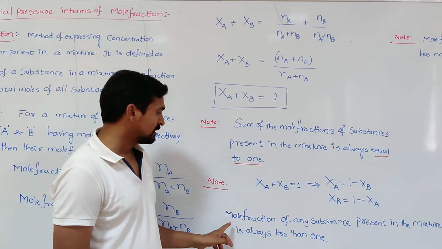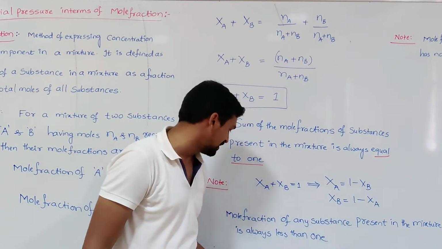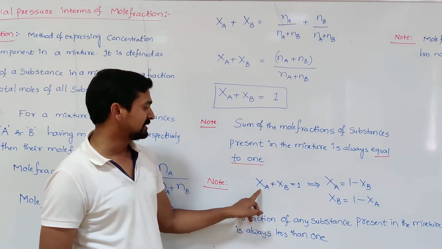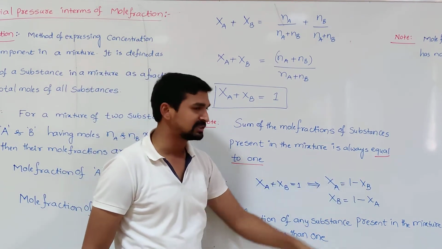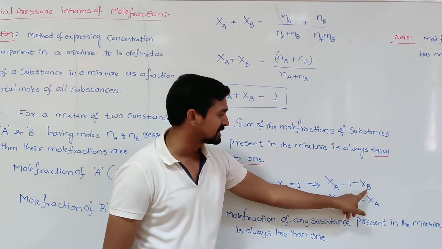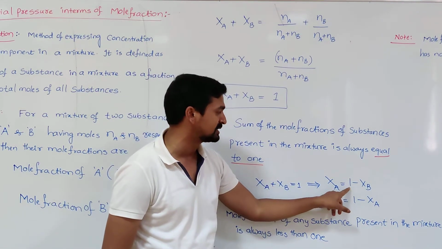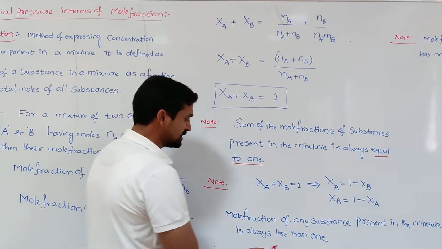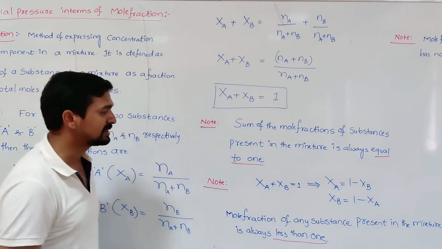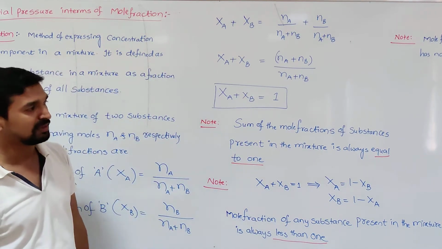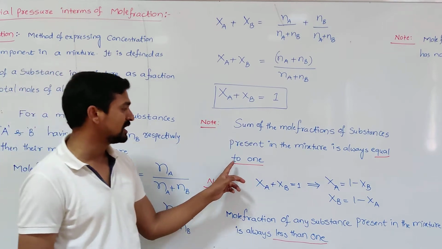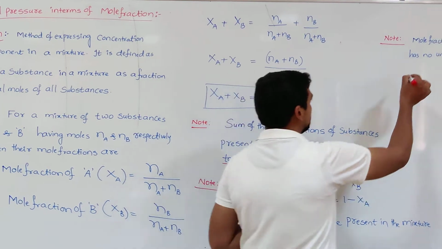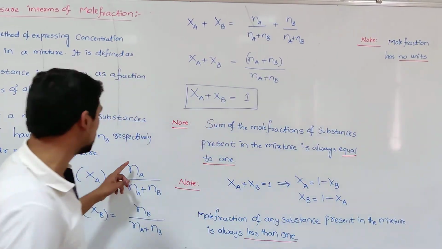From this point, Xa plus Xb is equal to 1. So we say that the mole fraction of any substance present in the mixture is always less than 1, because Xa plus Xb is equal to 1. What is Xa? Xa is equal to 1 minus Xb. So when it is 1 minus Xb, we always get a value less than 1. The mole fraction of any substance present in the mixture is always less than 1. Xa is less than 1, Xb is also less than 1, but when we add these two, it is equal to 1. And this mole fraction has no units, because it is the ratio of the number of moles.